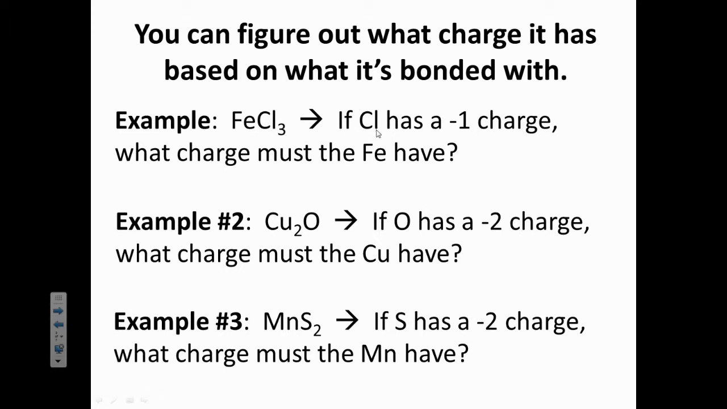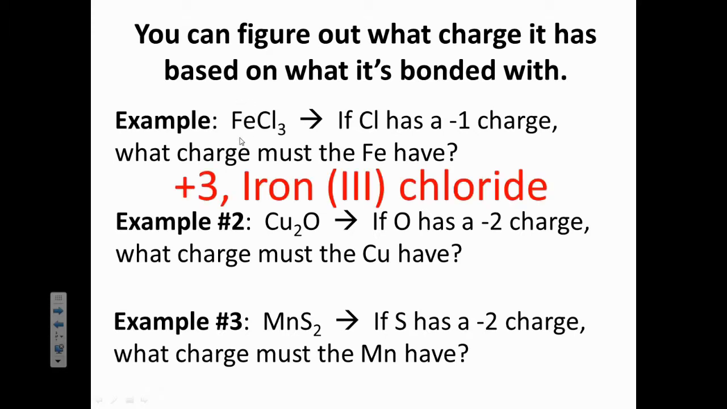FeCl3. Chlorine always has a -1 charge. So if each of these chlorines is accepting an electron, and there's 3 of them, how many electrons must this iron be giving up? The answer is it must be giving up 3. So it would have a +3 charge, and you would name it iron 3 chloride. Let's look at another example.